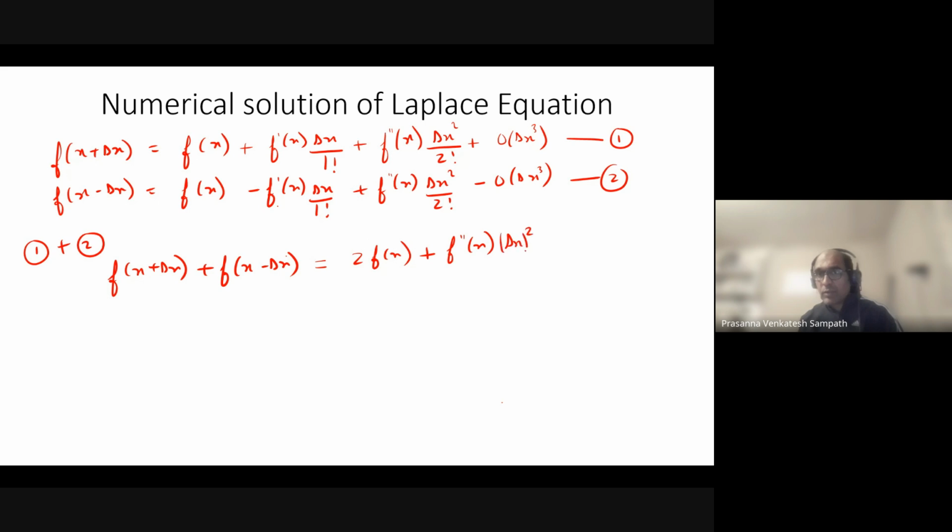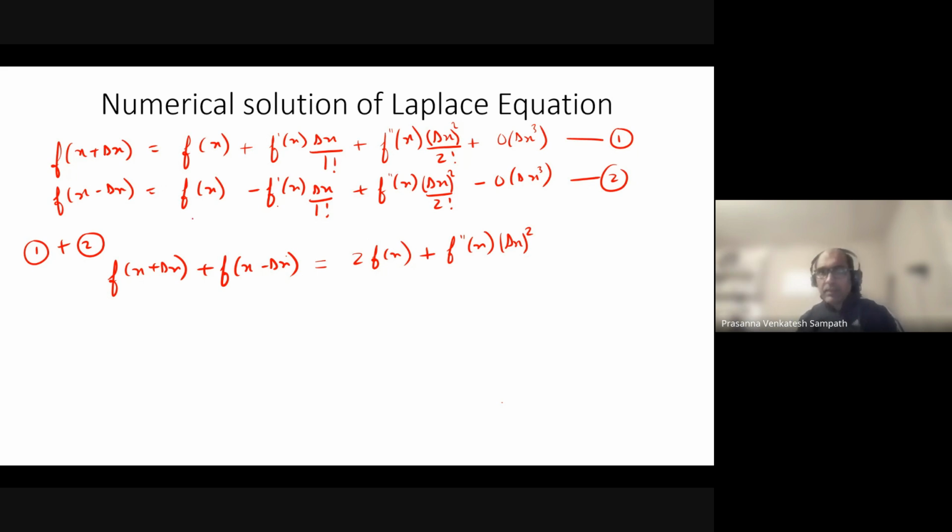Okay, I should be more careful. I should say (Δx), the whole thing squared. It's not Δx square, it is Δx squared. Okay, let's be more careful. We'll just put a parenthesis here. All right. And of course, all the higher order terms just get cancelled out.